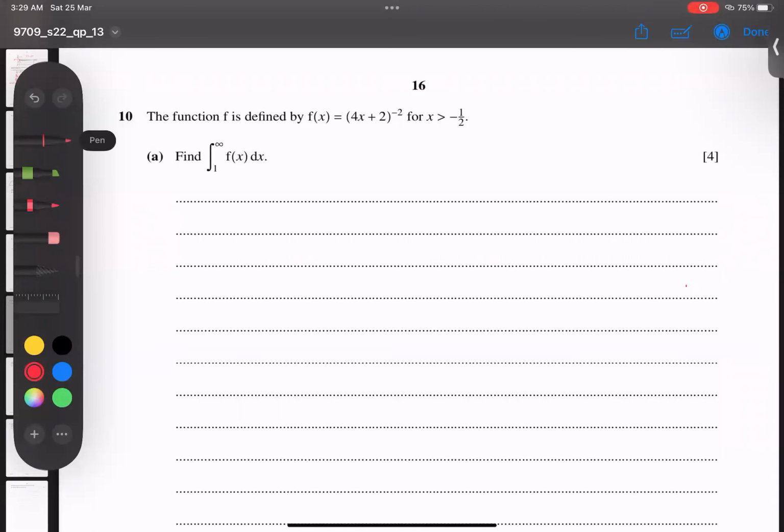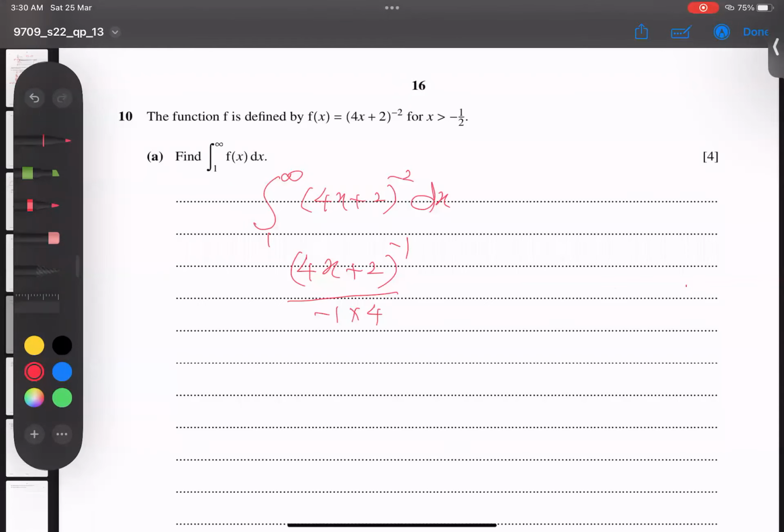So the important part is here, whenever we deal with this kind of question. The integral from 1 to infinity, and when I plug in this (4x + 2) to the power negative 2 dx, how can we do this kind of question? Normally, what's the process we have? As you know, increase the power by 1 and divide by the same, times 4.